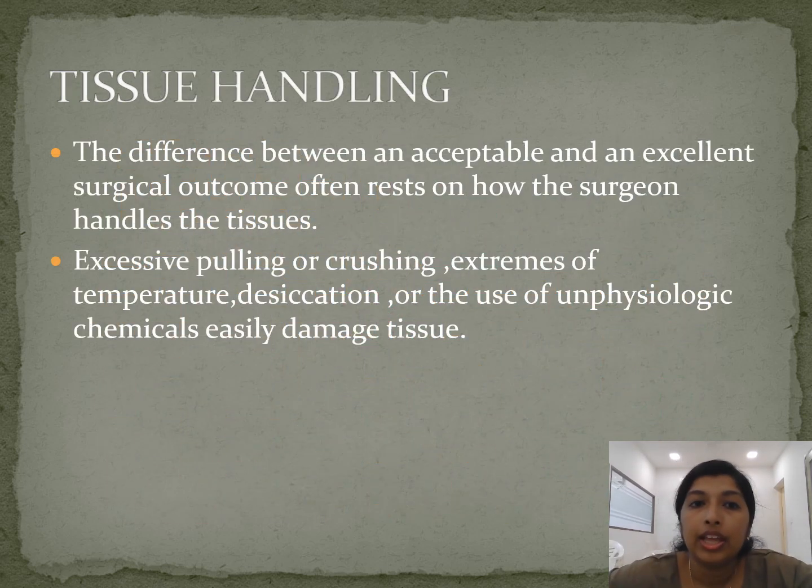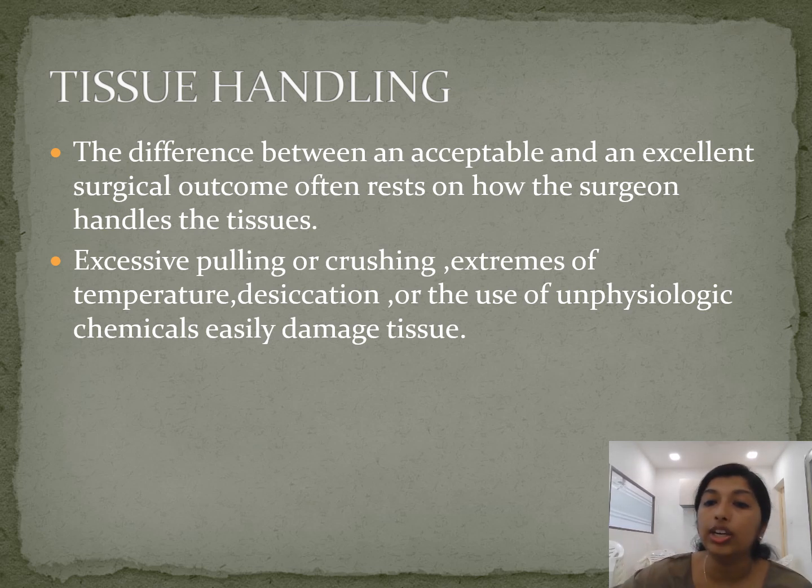Tissue handling. The difference between an acceptable and excellent surgical outcome often rests on how well the surgeon handles the tissue. Actually, the soft tissue, if you handle it very well, you tend to get much better wound healing. When your tissue handling is very aggressive, you tend to have a traumatic ulcer, and thereby the patient will suffer unwanted ulcers as well as a painful experience during the wound healing process.